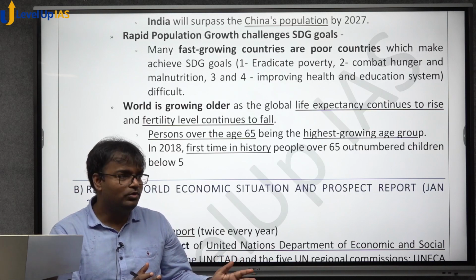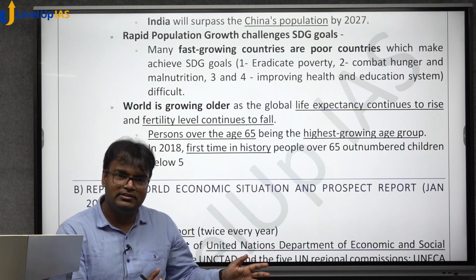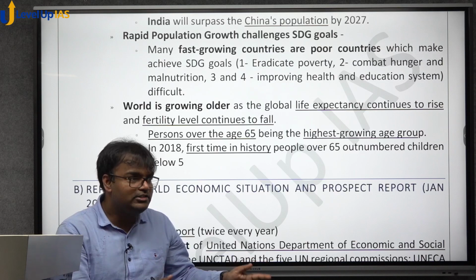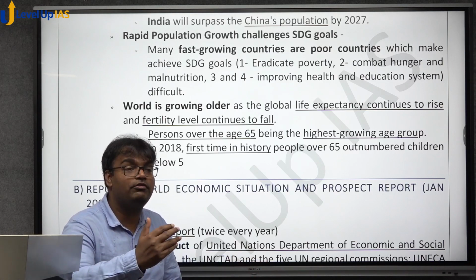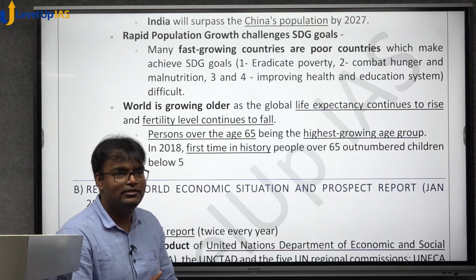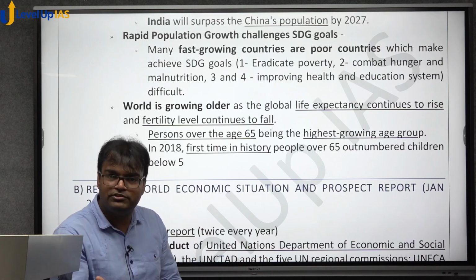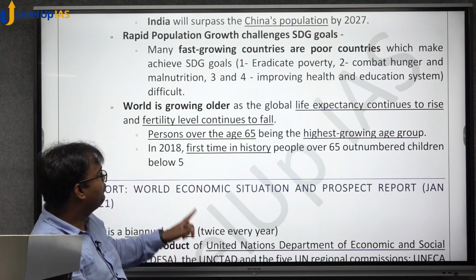What does it tell you? That in last 5 years, less number of children have been born when compared to people who have survived and are above 60. 60 जो above थे वो अब 65 से ऊपर होंगे. तो for the first time this has happened.